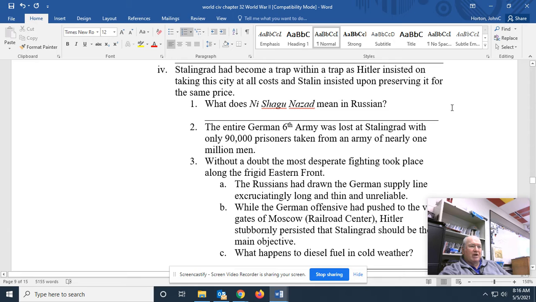Stalingrad had become a trap within a trap, as Hitler insisted on taking the city at all costs and insisted upon preserving it for the same price. This phrase here, Nishagu Nazad.